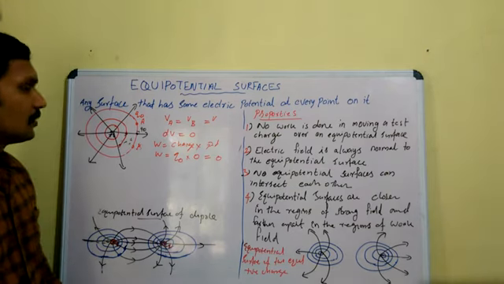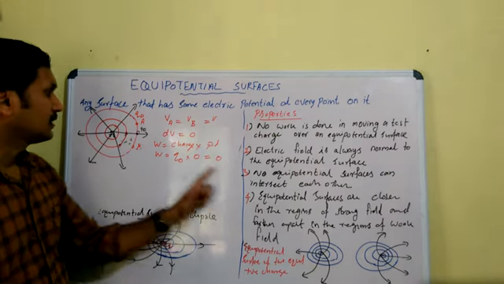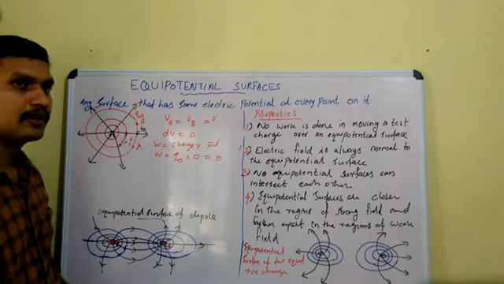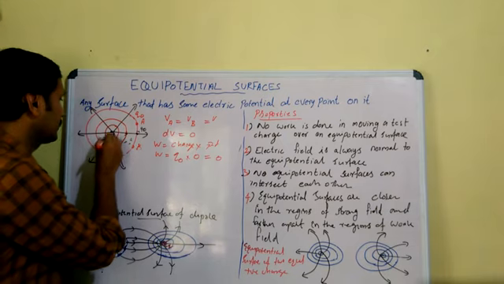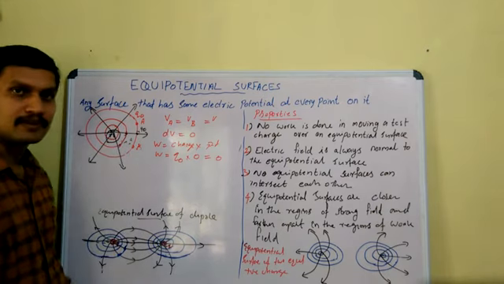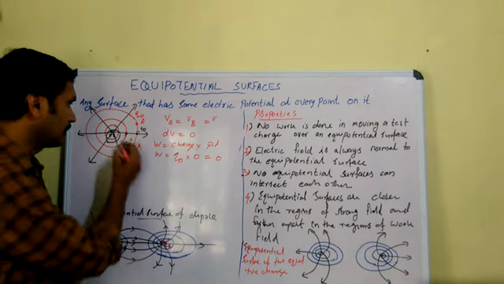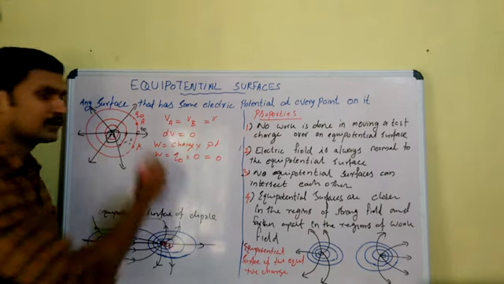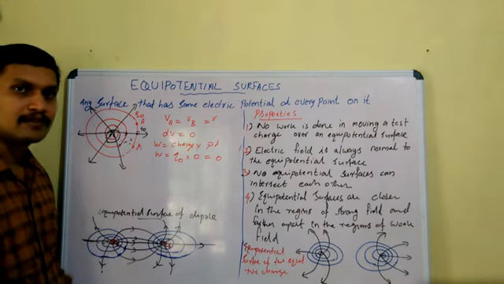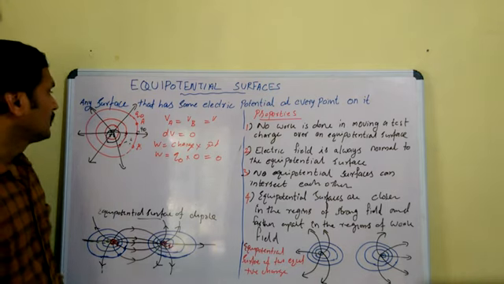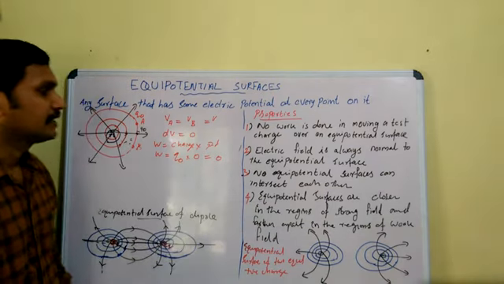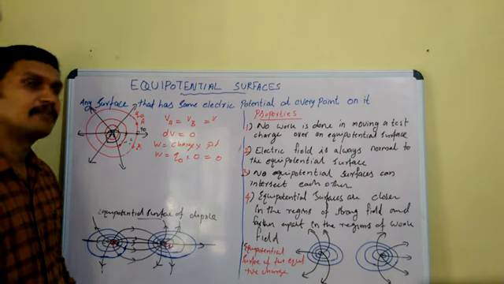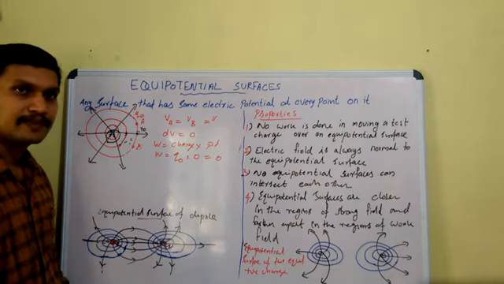Okay. Now you may see that we cannot draw an equipotential surface this way. If I draw another equipotential surface like this, two equipotential surfaces would intersect or cross each other. That is impossible. No equipotential surfaces can intersect each other. It's another important property of equipotential surfaces.